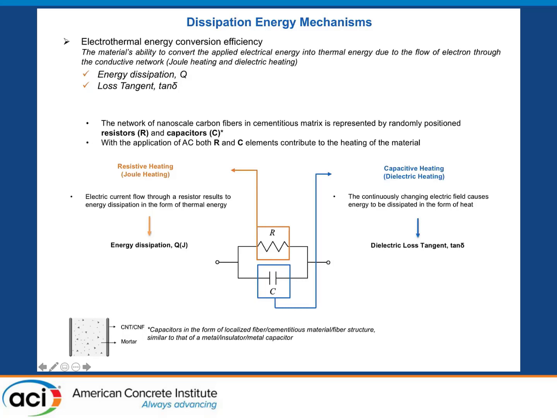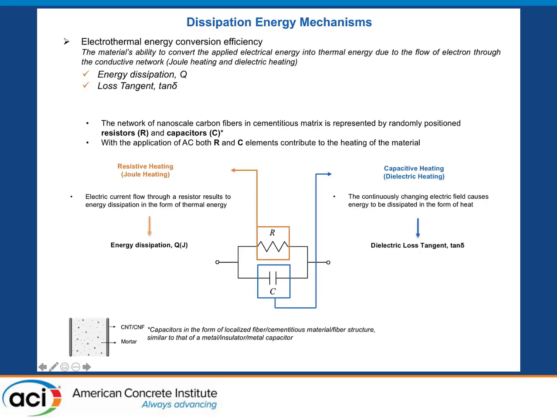Both resistors and capacitors contribute to the heating of the material through two different mechanisms. The first mechanism is known as resistive or Joule heating and is related to the resistive component of the circuit. The other mechanism is known as capacitive heating, also known as dielectric heating, and is related to the continuously changing electric field. Resistive heating introduces to us another important parameter, the energy dissipation, while capacitive heating introduces the dielectric loss tangent.